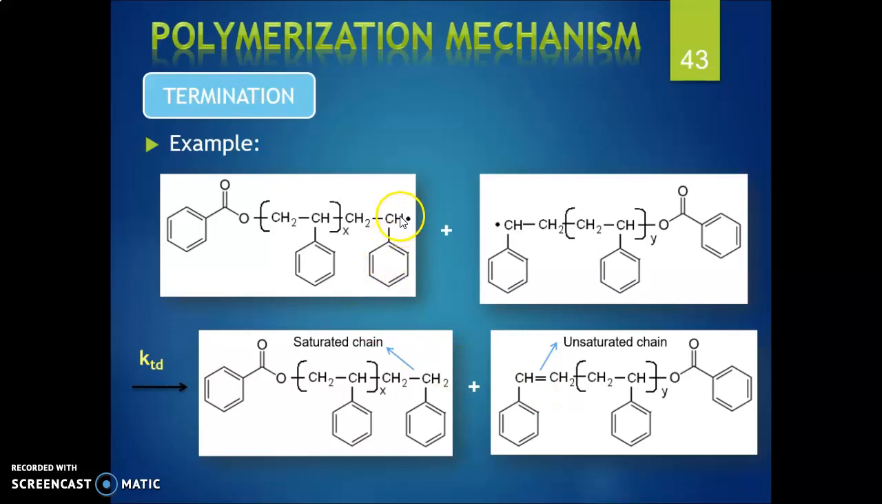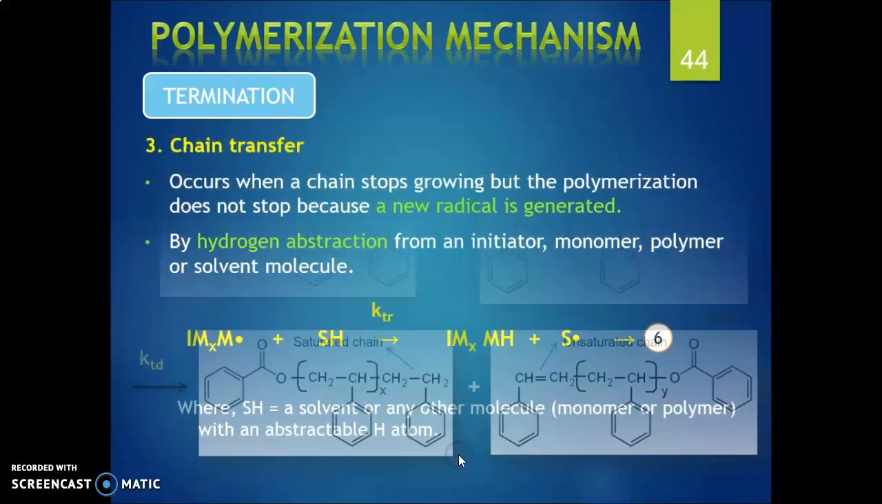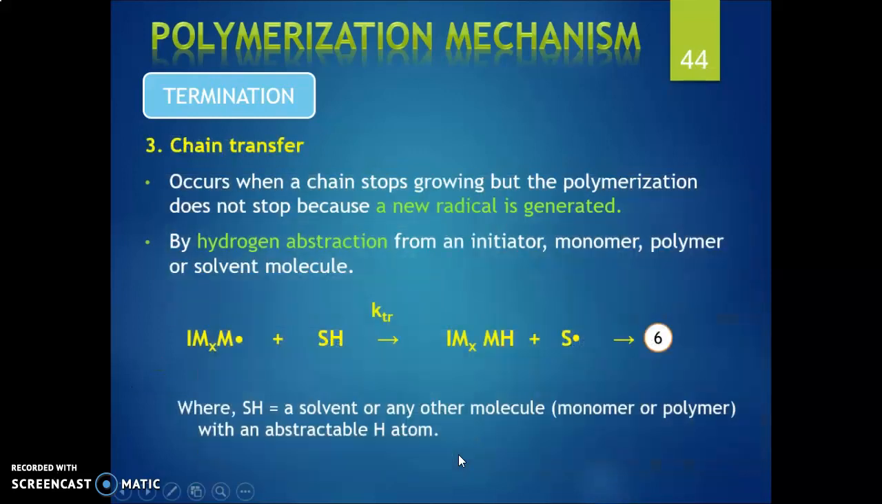Yang ni dia tak pergi ke bond, dia pergi dekat hydrogen yang dekat sini. Okay. So the rate is KTD, which is termination by disproportionation. Okay, for termination by chain transfer, it occurs when a chain stops growing, but the polymerization does not stop because a new radical is generated. By hydrogen abstraction from an initiator, monomer, polymer, or solvent molecule.